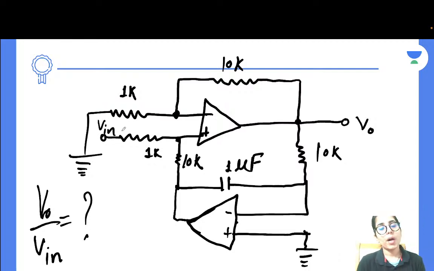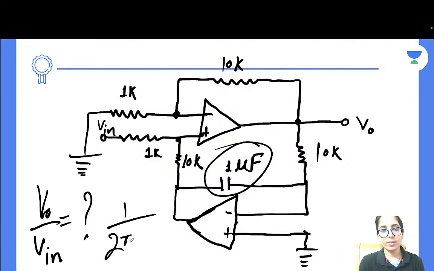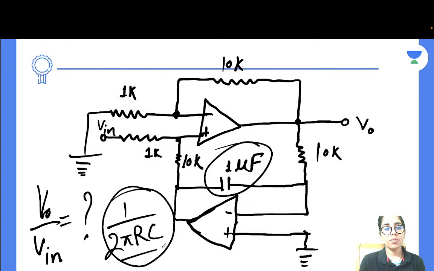In that case, you consider the higher frequency, which you get from the capacitor part, right? If at the higher frequency the gain is high, it's a high pass filter. If at the lower frequency the gain is high, it's a low pass filter. So depending on the expression you get, you can decide whether it is a low pass filter or a high pass filter. And once you get that, to get the cutoff frequency, you simply use the formula 1 over 2 pi RC. This is going to give you the final answer.